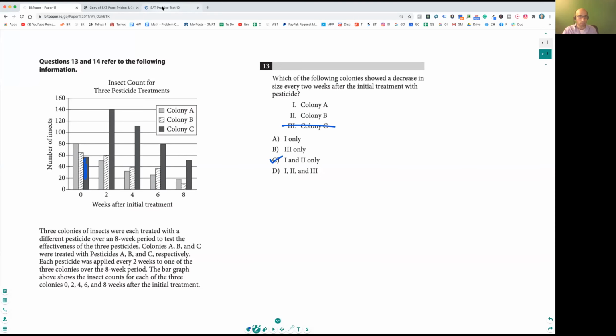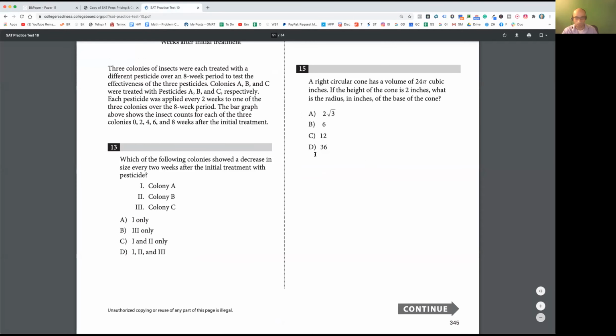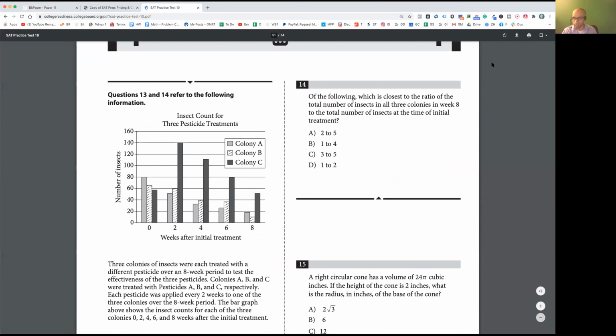Okay, perfect. Let's move on to the next one. A little bit different question here. Let's see how we can solve this one.